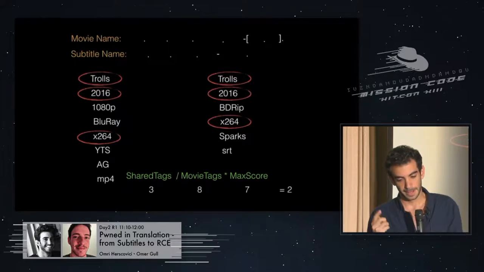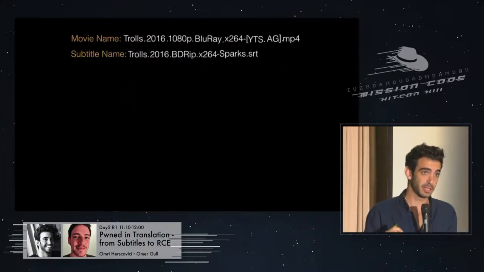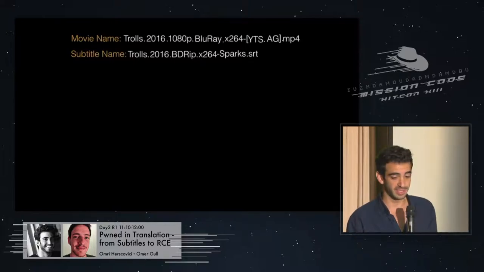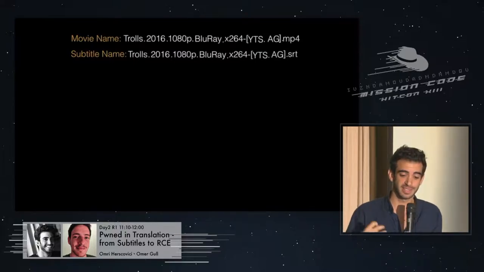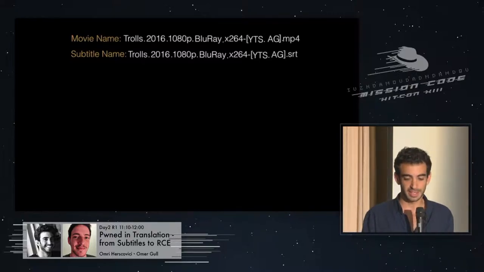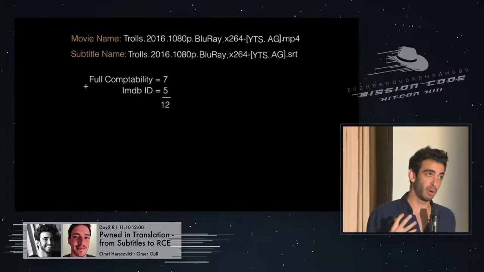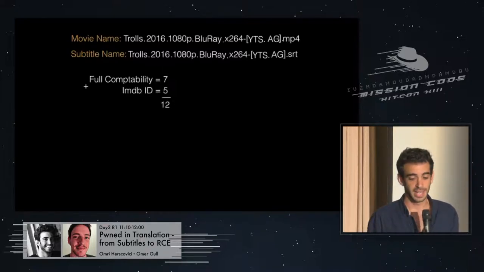Well, this behavior makes it trivial to achieve full compatibility. All we have to do is name our malicious subtitles identically to the movie. In this case, we get full compatibility plus the IMDb ID 5 points we already had, and we get 12 points. But wait, there's more.